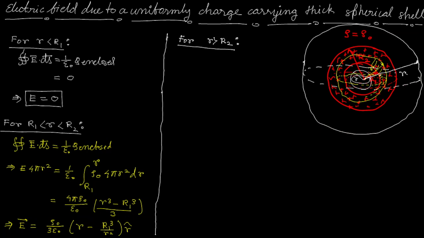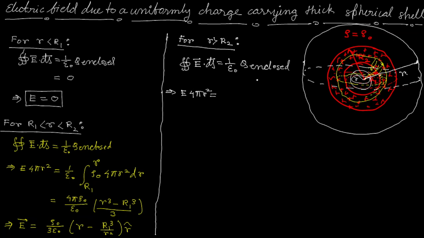Now, if we assume that the electric field on this Gaussian surface is E, then according to the statement of Gauss law, what can we write? We can write E dot ds is equal to 1 by epsilon naught q enclosed, and then in the next step we'll write E into 4 pi r square.